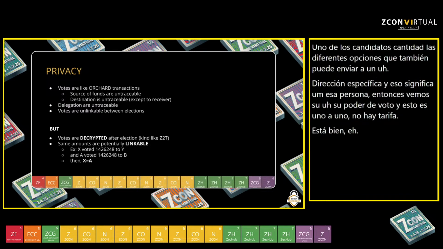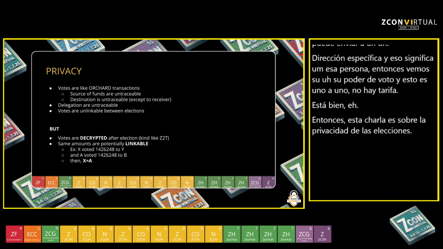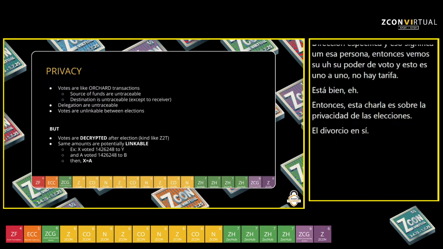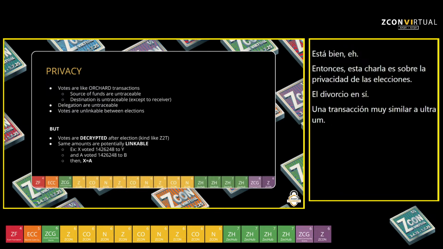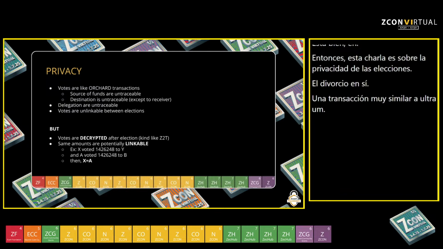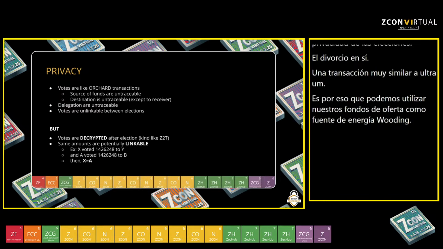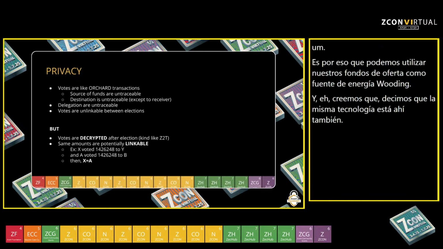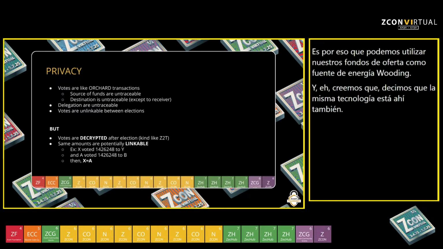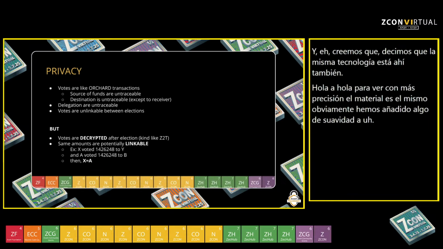So let's talk about the privacy of an election. The votes themselves are very similar to Orchard transactions. That's how we are able to use Orchard funds as a source of voting power. And we leverage the same technology. There are also Halo 2 circuits. Most of the stuff is the same. We have obviously added some stuff to make the chain untraceable between elections.